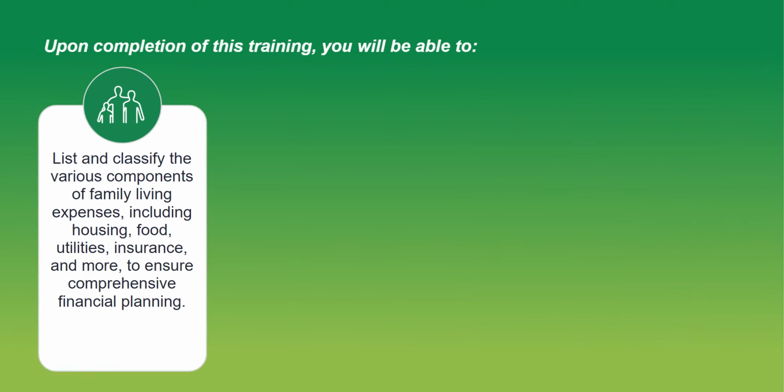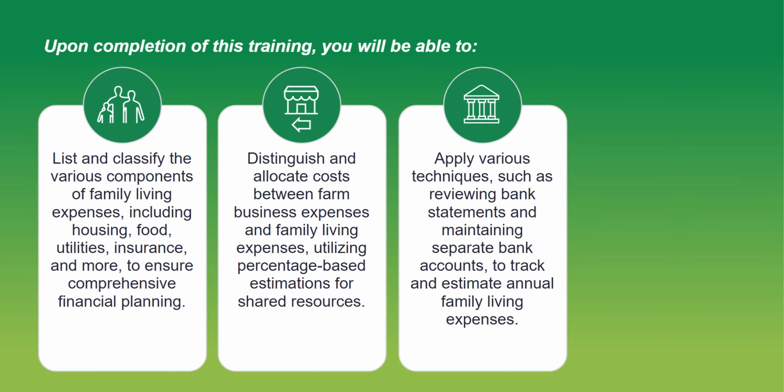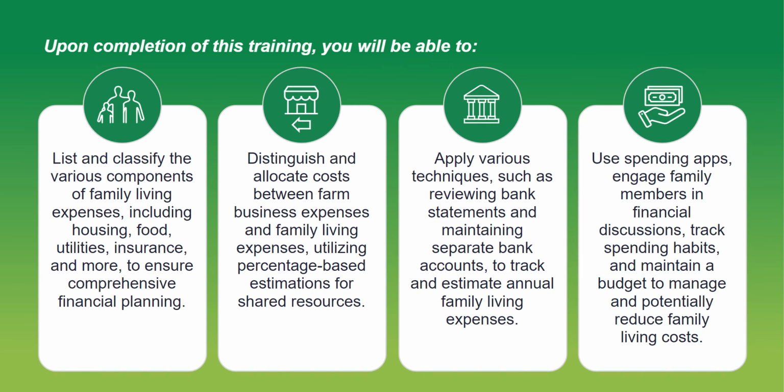Upon completion of this training, you will be able to list and classify the various components of family living expenses, including housing, food, utilities, insurance, and more, to ensure comprehensive financial planning. Distinguish and allocate costs between farm business expenses and family living expenses, utilizing percentage-based estimations for shared resources. Apply various techniques, such as reviewing bank statements and maintaining separate bank accounts to track and estimate annual family living expenses. And use spending apps, engage family members in financial discussions, track spending habits, and maintain a budget to manage and potentially reduce family living costs.